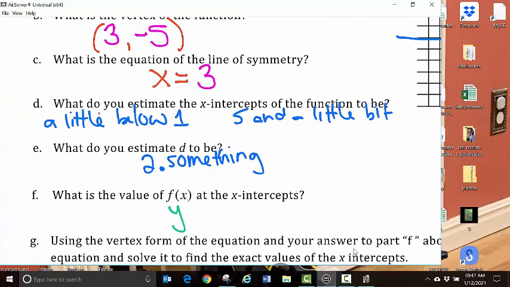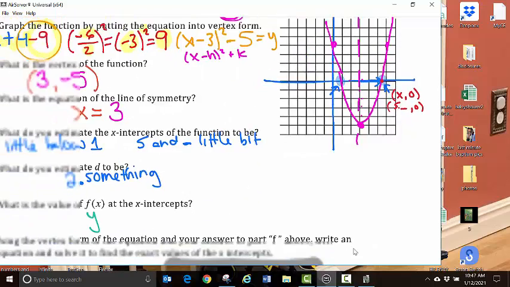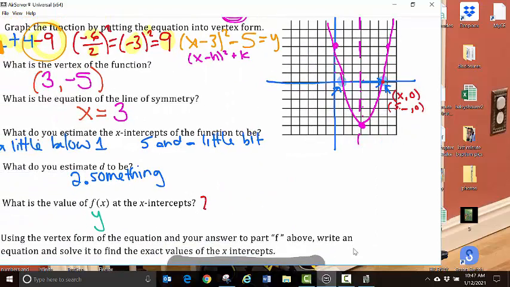Now it says, what is the value of f of x at the y-intercept? Remember, x-intercepts is going to be something x and a 0. This is 5 and a little bit, I don't know. 5 point something, comma 0. So it's going to be 0. They want you to remember that at the x-intercept y is always 0.